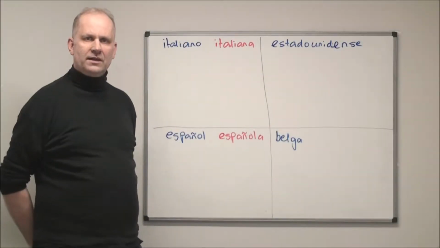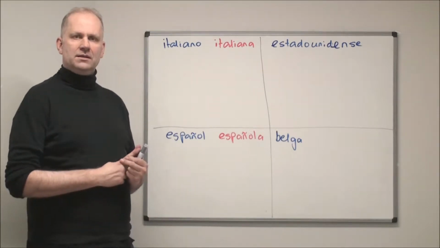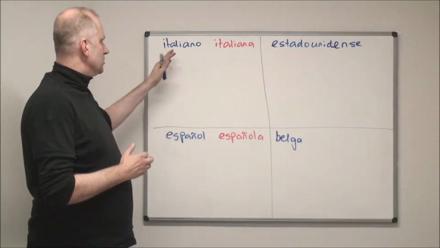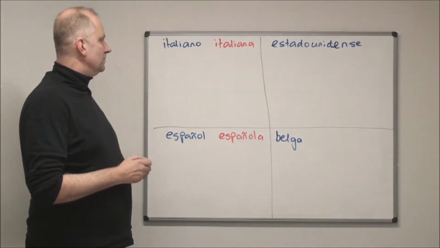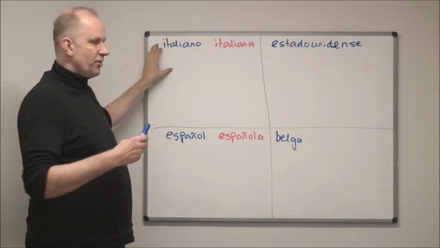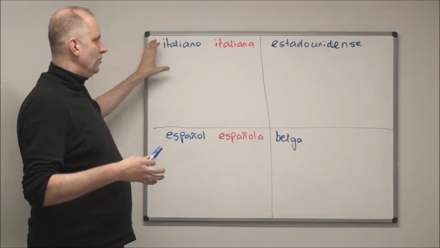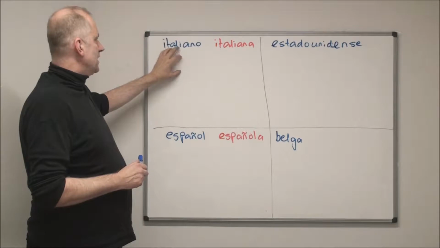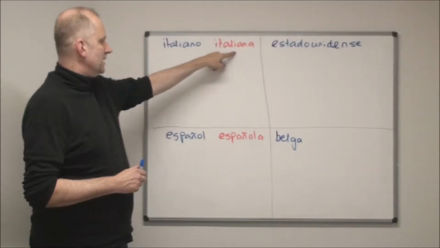In this tutorial we're going to look at describing somebody's nationality. We've already looked at talking about countries, and this time we're going to be looking at nationality adjectives. I've divided them into four groups, because the way that you say it for a man, Italiano, and for a woman, Italiana.